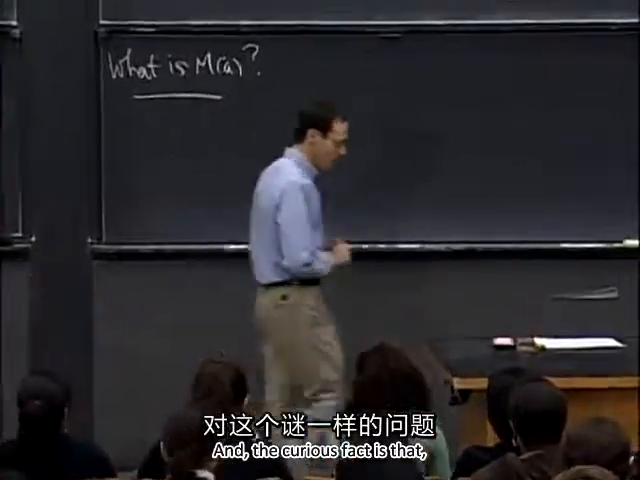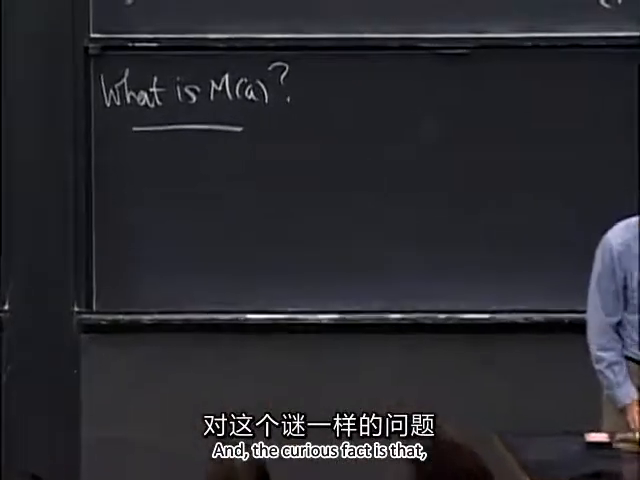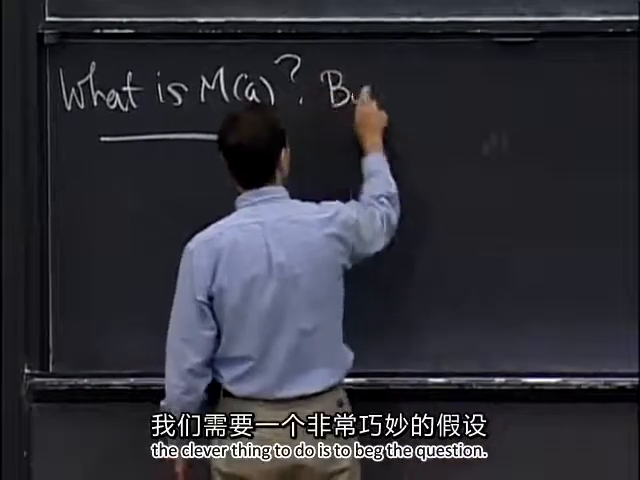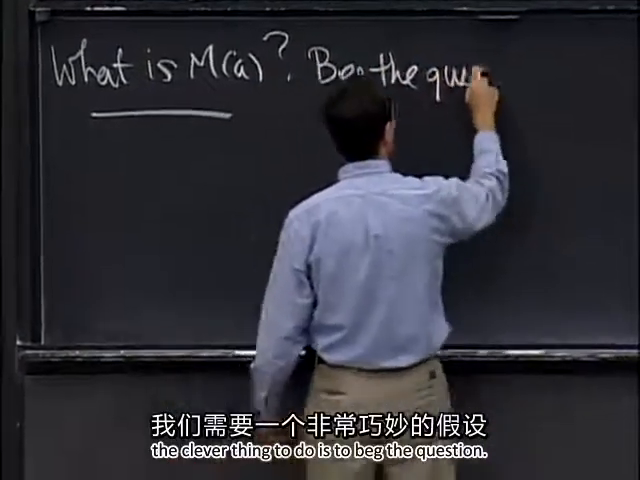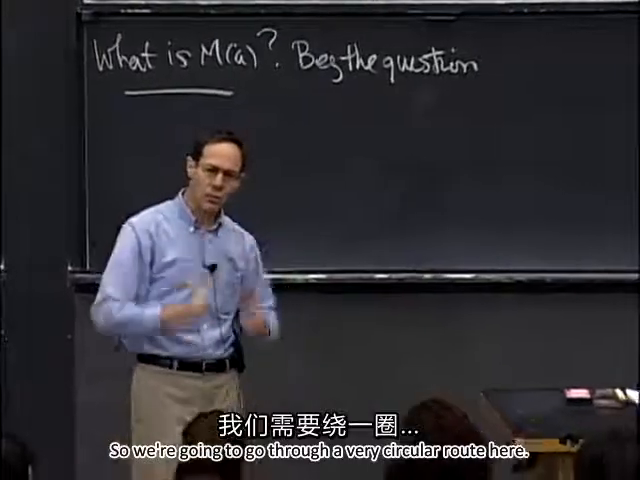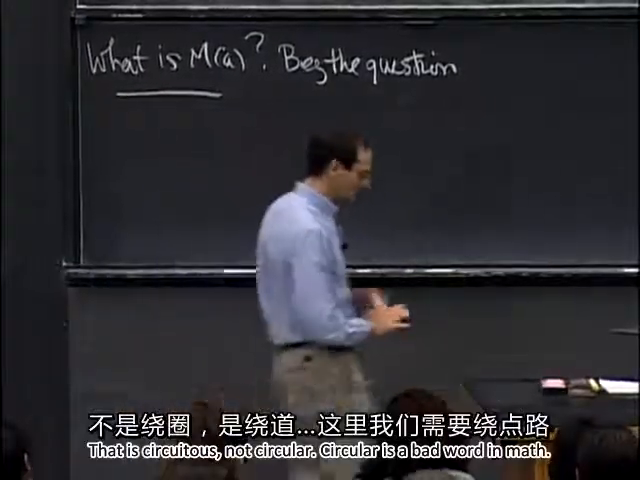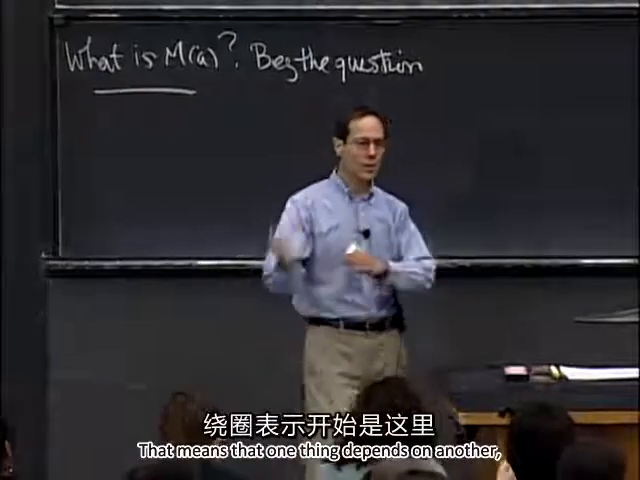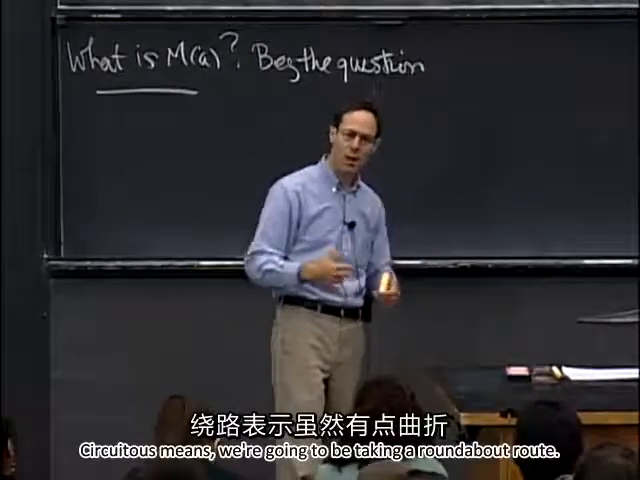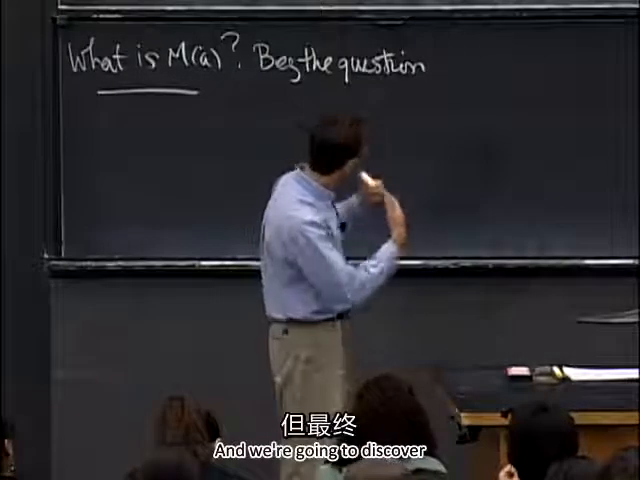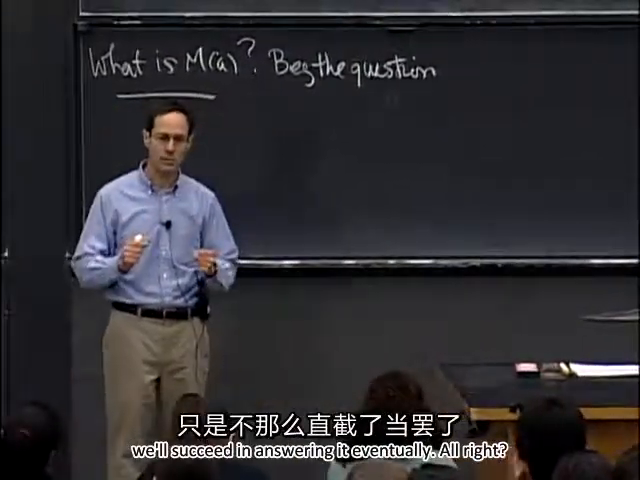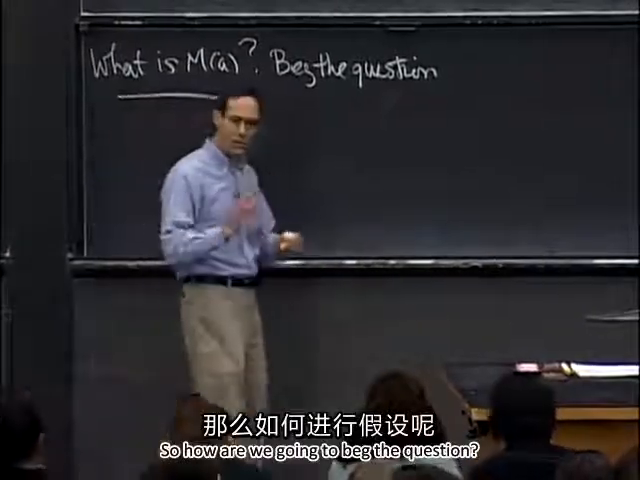And the curious fact is that the clever thing to do is to beg the question. So we're going to go through a very circular route here. That is circuitous, not circular. Circular is a bad word in math. It means that one thing depends on another and that depends on it, and maybe both are wrong. Circuitous means we're going to be taking a roundabout route, and we're going to discover that even though we refuse to answer this question right now, we'll succeed in answering it eventually.